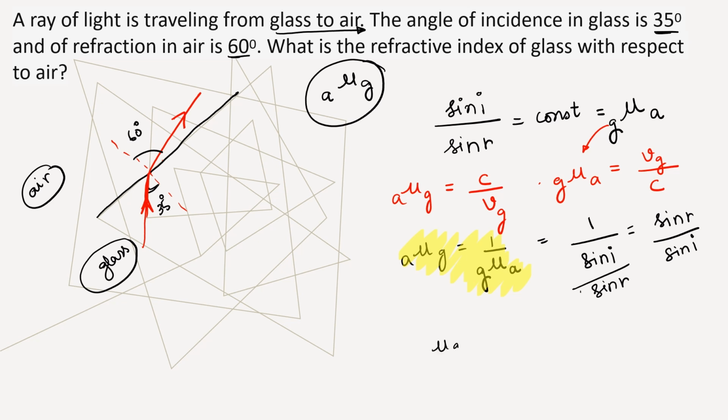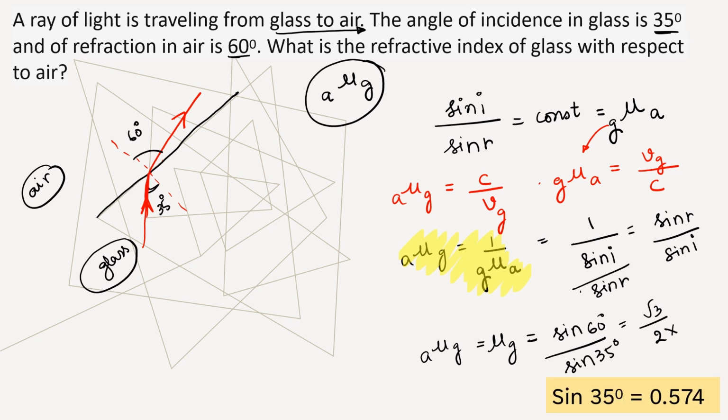Refractive index of glass with respect to air, that is refractive index of glass in simple words, is equal to sin i by sin r. So the angle of refraction is 60 degrees, sin 60 by sin 35. Sin 60 is root 3 by 2, and don't worry about sin 35, it will be given in the question. Sin 35 is 0.574. Now the only thing you have to do is the calculation.